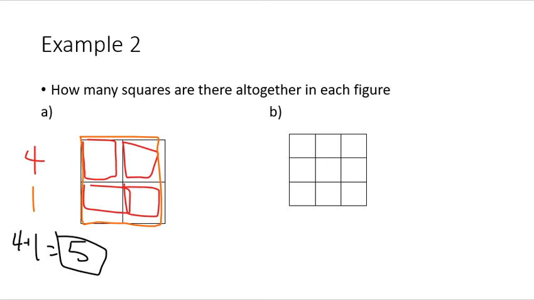Let's go to example B. Again, we have to first start off with these tiny squares. So we have 1, 2, 3, 4, 5, 6, 7, 8, 9. We have a total of 9 small squares. And then let me just clear everything up.